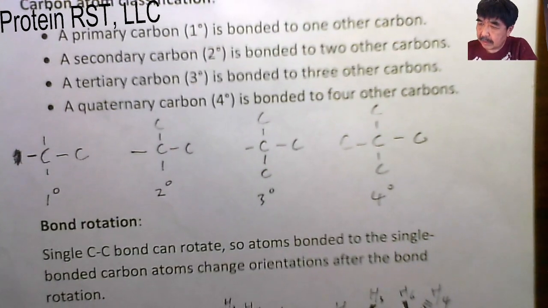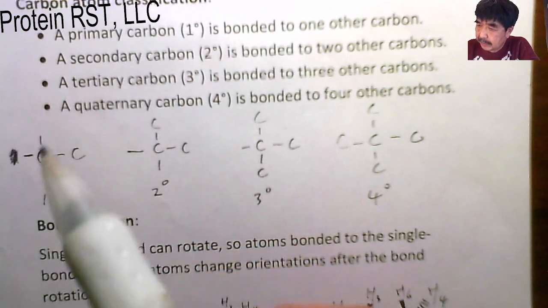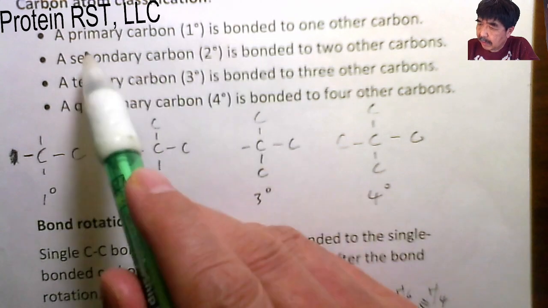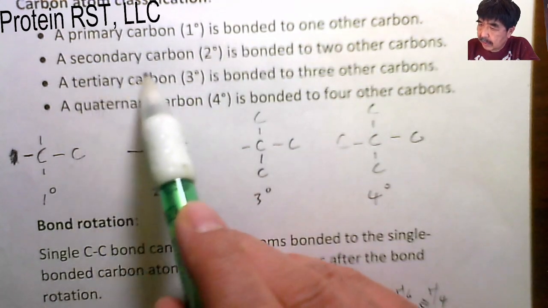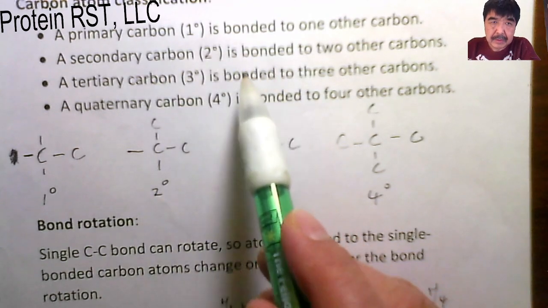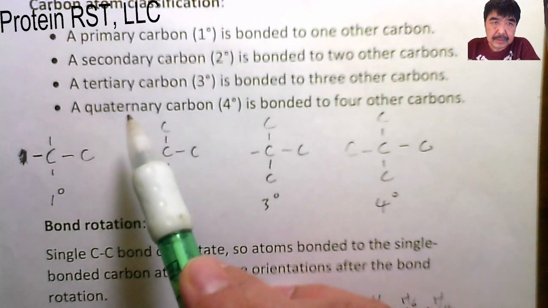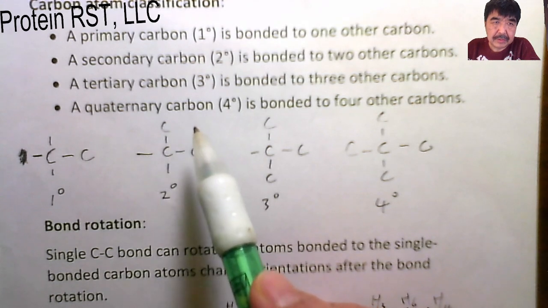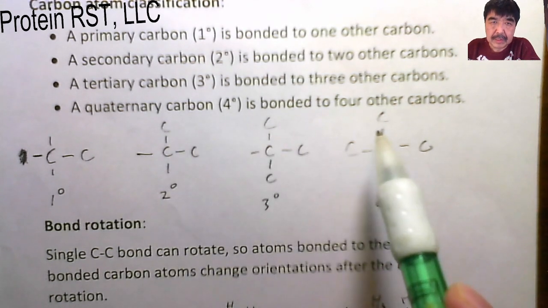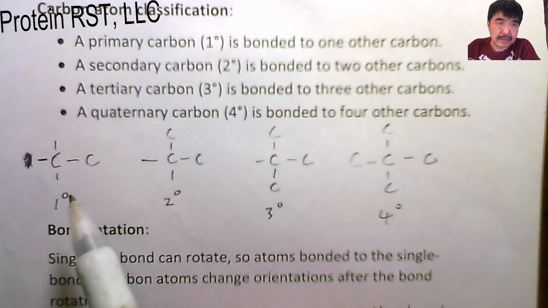Let's take a look at the carbon atom classification. The primary carbon is bonded to one other carbon. The secondary carbon is bonded to 2 other carbons. The tertiary carbon is bonded to 3 other carbons. Quaternary carbons are bonded to 4 other carbons. That's the structure of those alkanes.